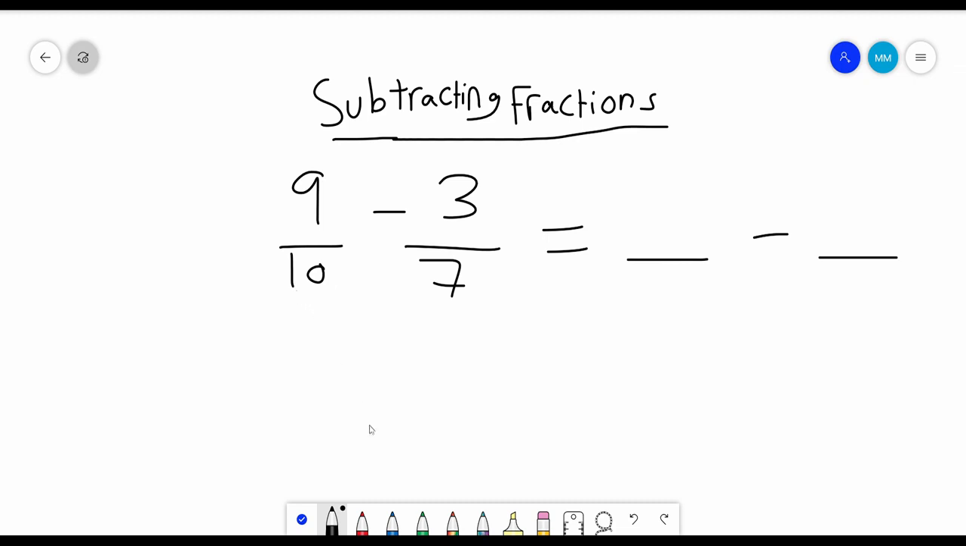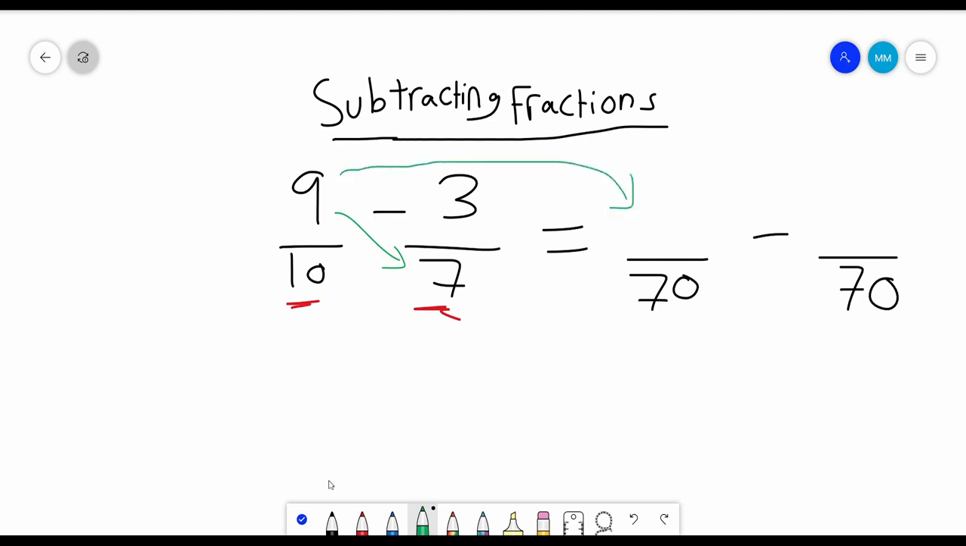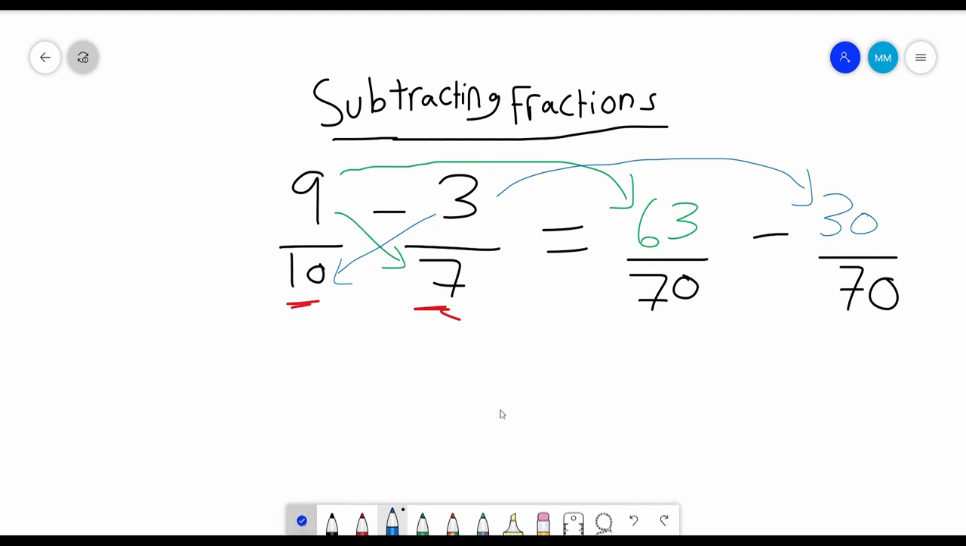Right, now let's multiply these two bottom numbers. 10 times 7 is 70. Now we do the cross multiply, i.e. 9 times 7, we put our answer in there. 9 sevens are 63. Then we do this side. 3 times 10 is 30. So the 30 will land in there. And then we keep going.